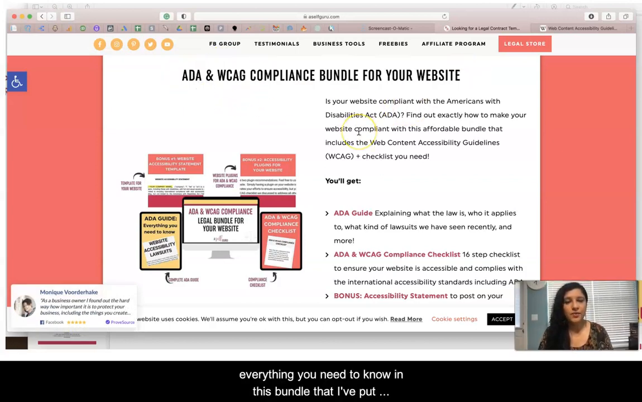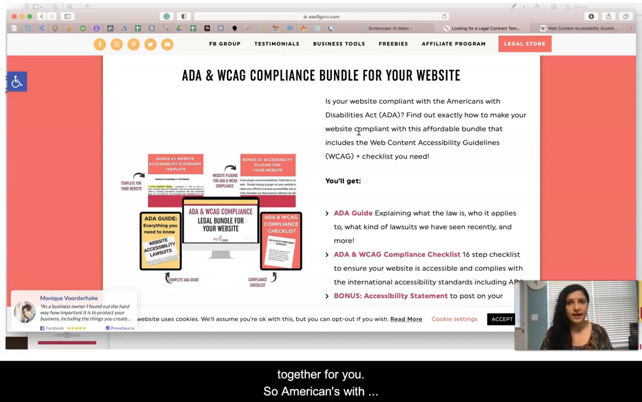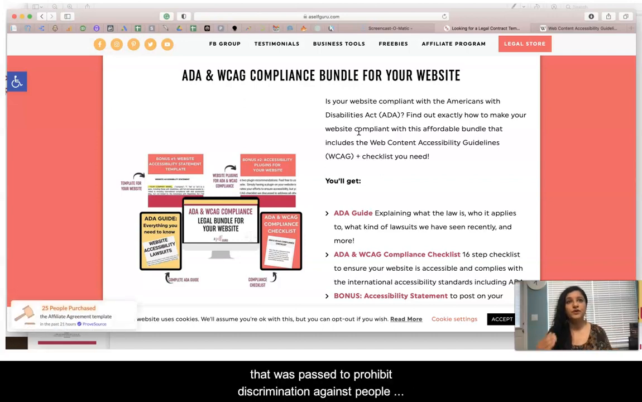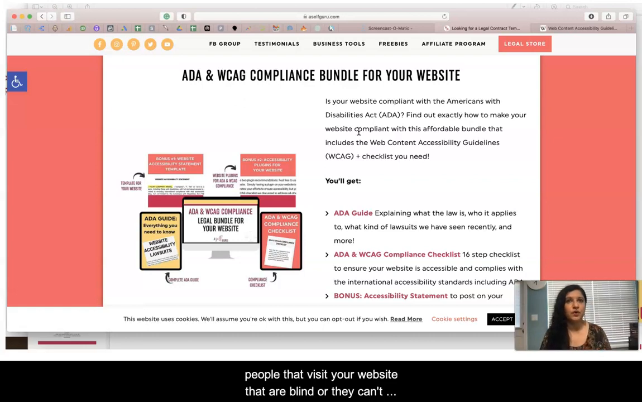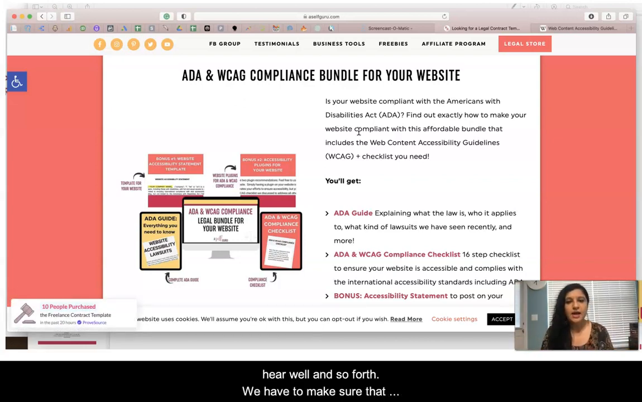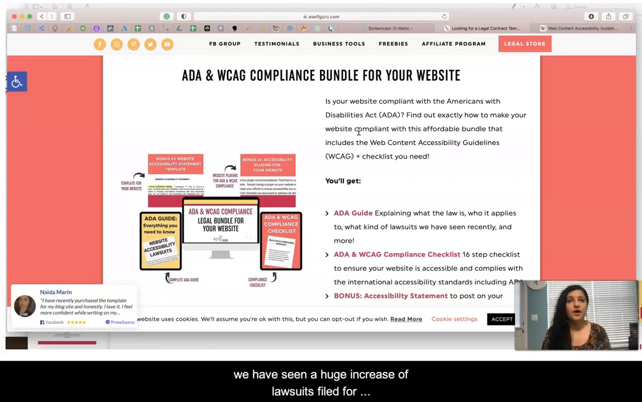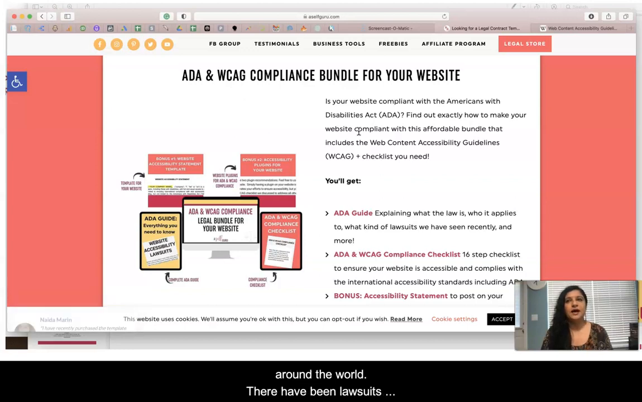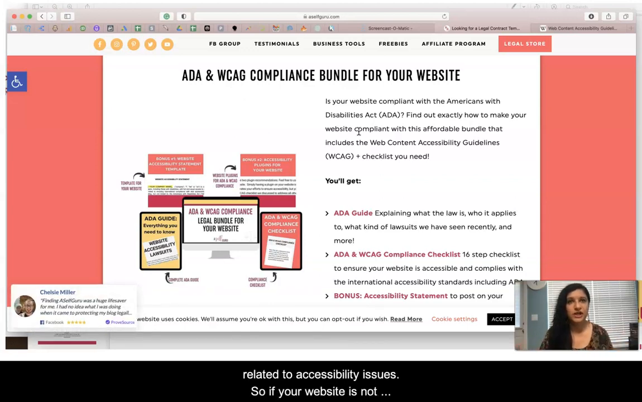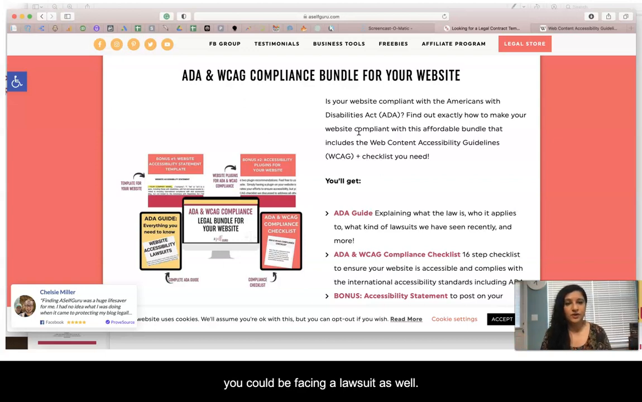The Americans with Disabilities Act is a law in the US that was passed to prohibit discrimination against people with disabilities. So people that visit your website that are blind or that can't hear well and so forth. We have to make sure that our website is accessible to all kinds of people, including the ones with disability. And in the last few years, we've seen a huge increase of lawsuits filed, I'm talking big money, for non-compliance with the ADA, and not just in the US, but all across the board outside of the US. There have been lawsuits related to accessibility issues. So if your website is not accessible to people with disabilities, you could be facing a lawsuit as well.